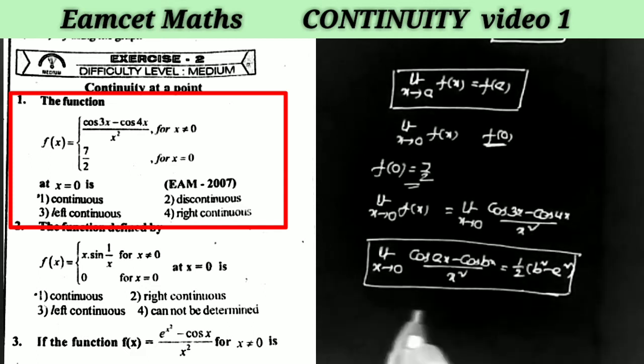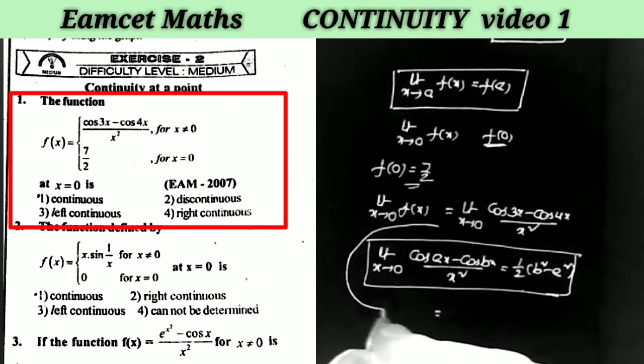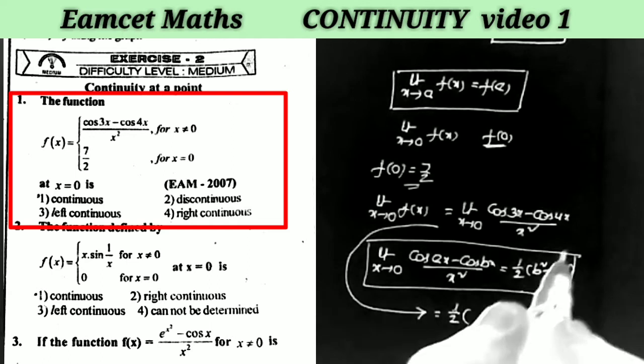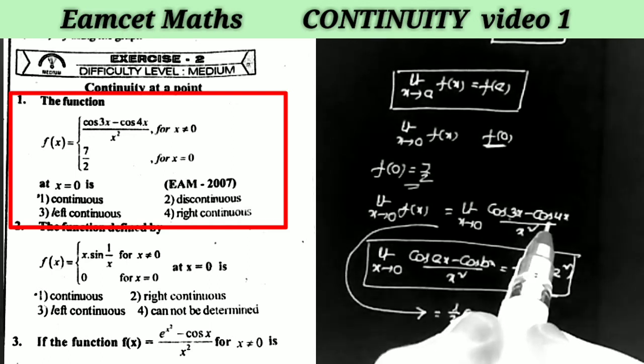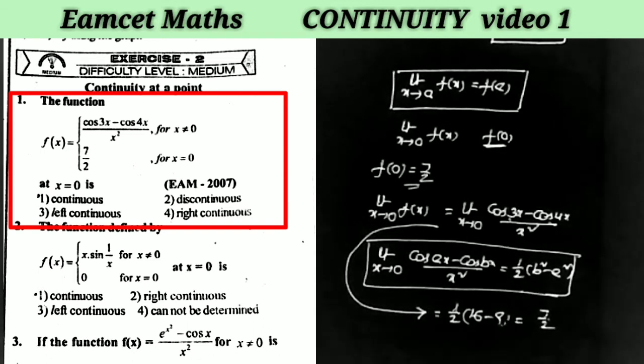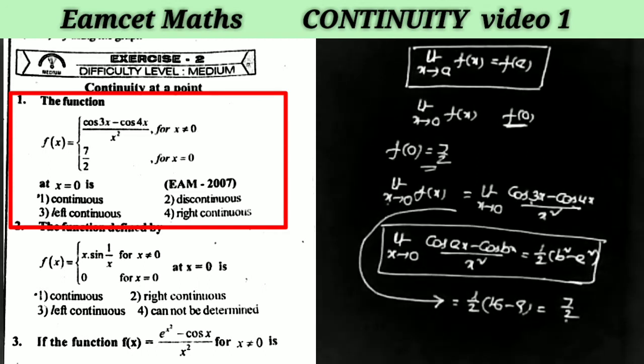Now applying that formula here, what do we get? This total value is equal to 1 by 2 into b square minus a square. What are the a, b values? 3, 4. b square minus a square means 16 minus 9, that is 7, so the value is 7 by 2. Therefore the limit value is equal to 7 by 2, and f of 0 is equal to 7 by 2.